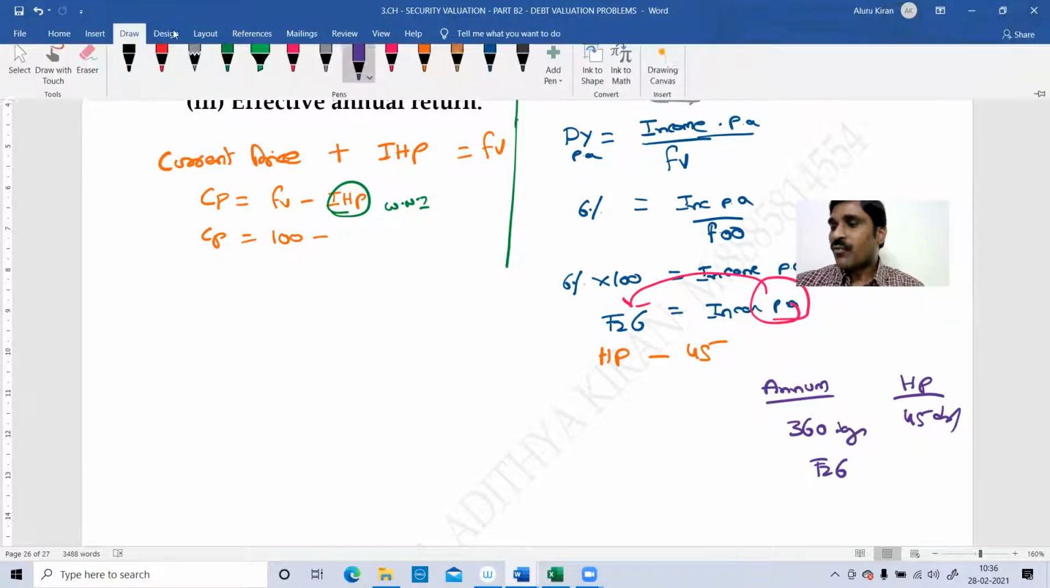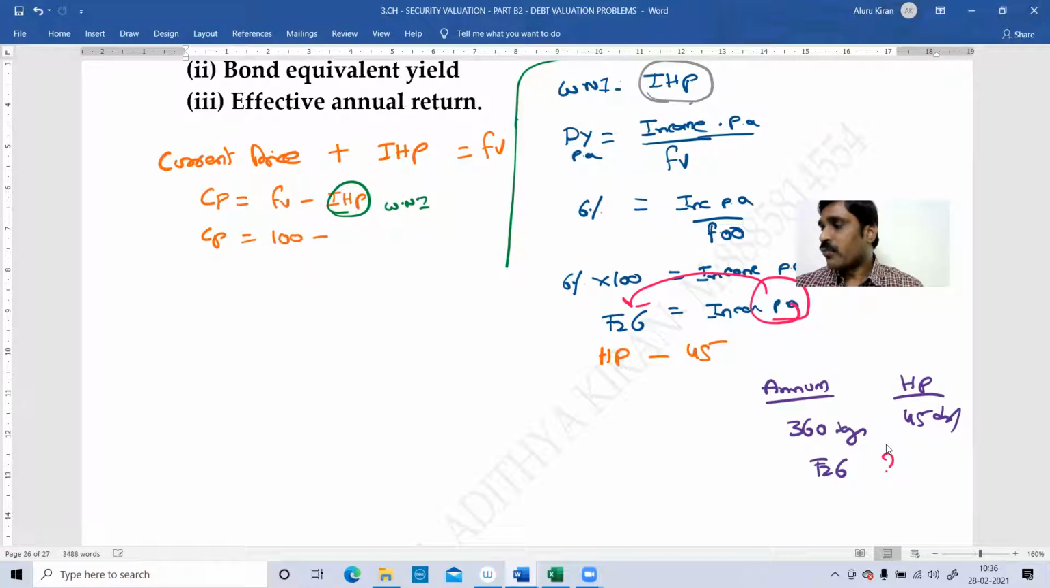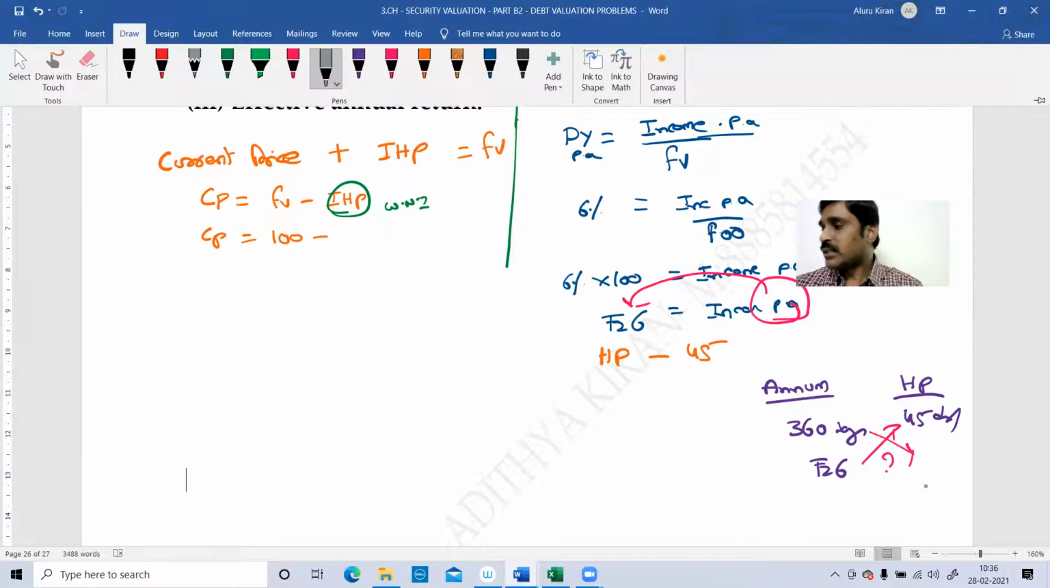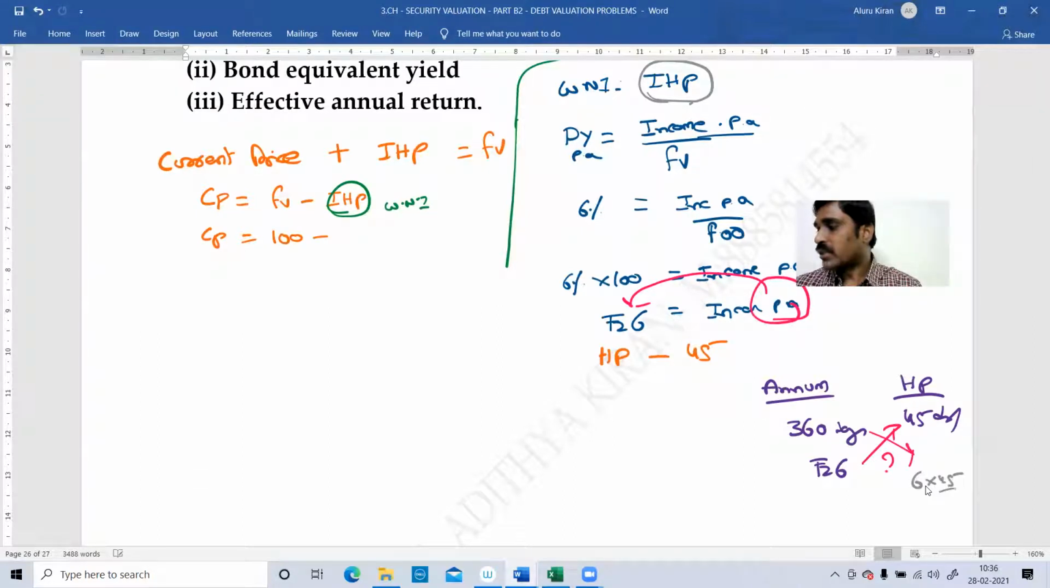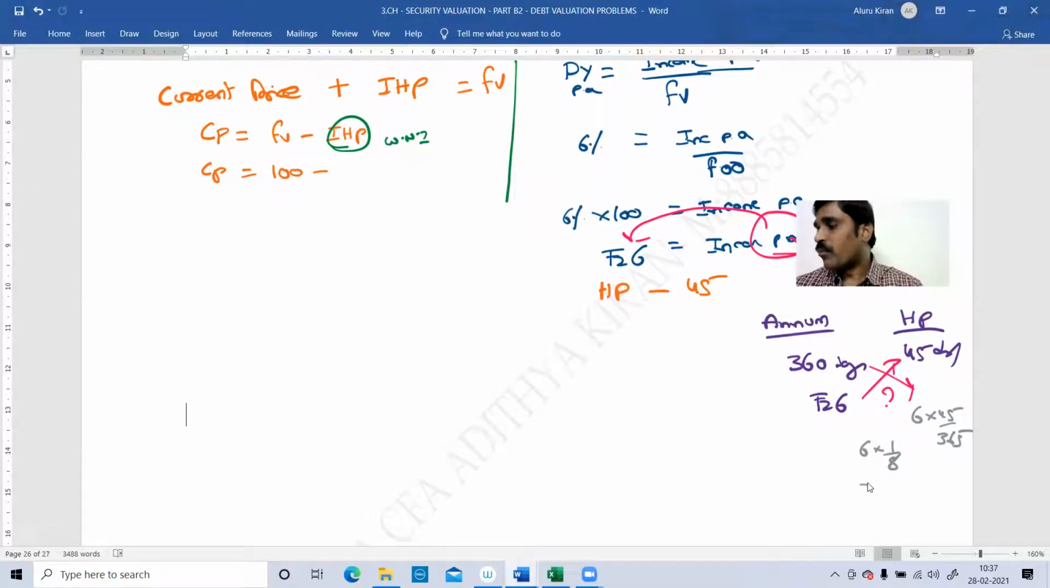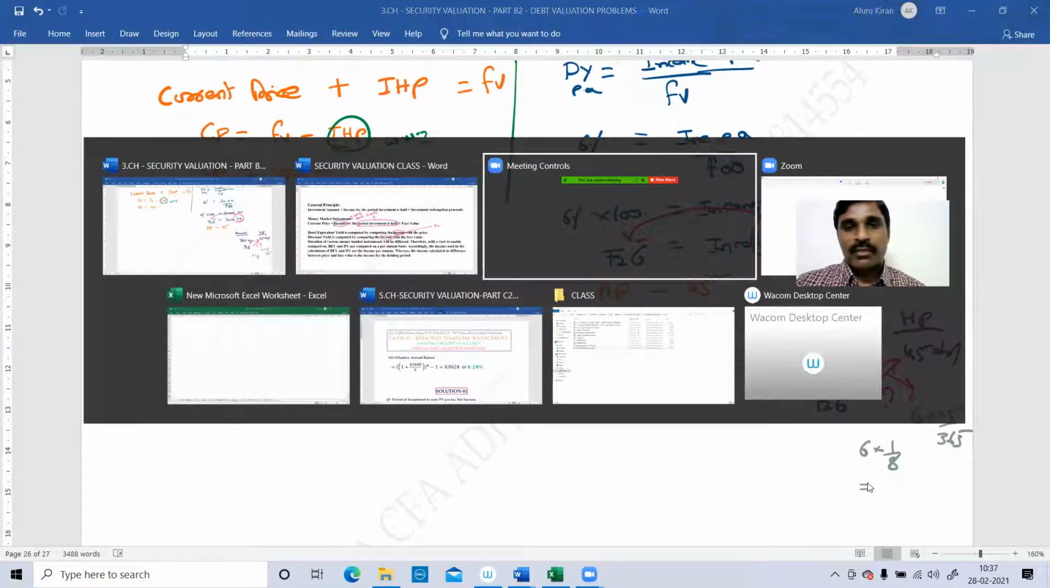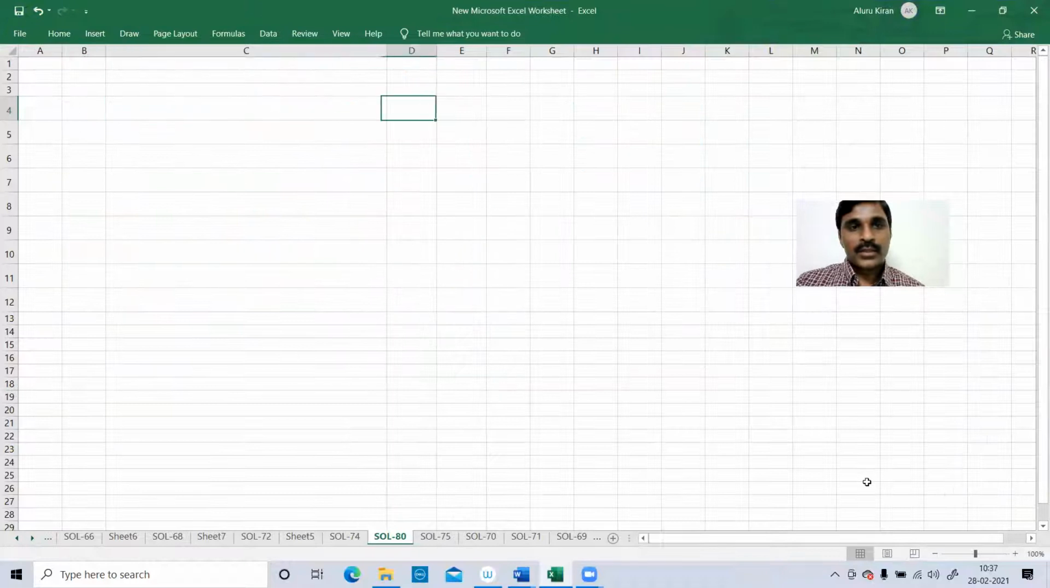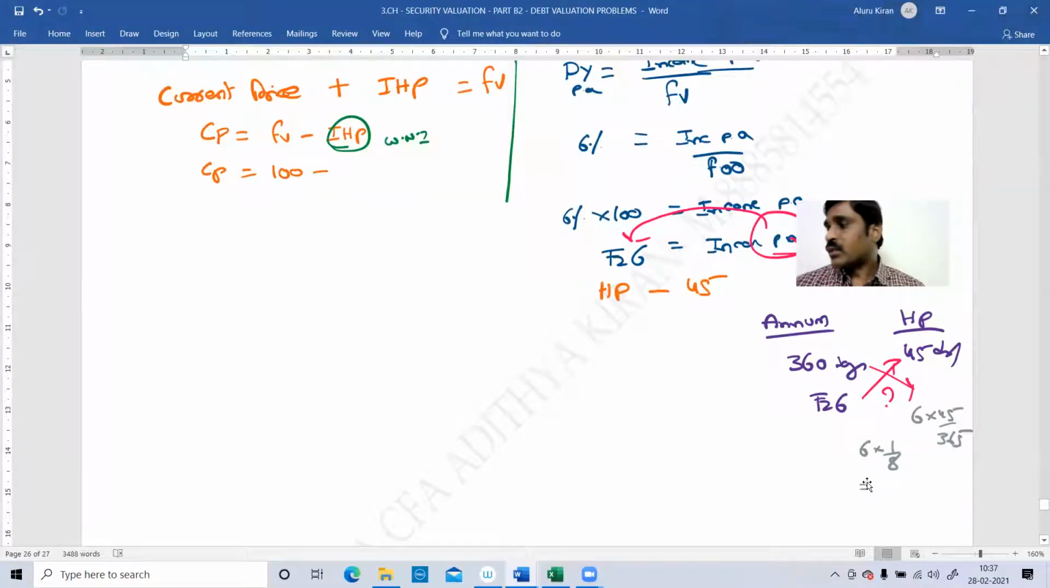Then how much is the income for 45 days? Just do our routine cross multiplication. So it will be 6 into 45 divided by 360. 45 by 360 is 1 by 8, so 6 into 1 by 8, that will be 6 divided by 8. You will get 0.75. So the interest for the holding period will be 0.75.